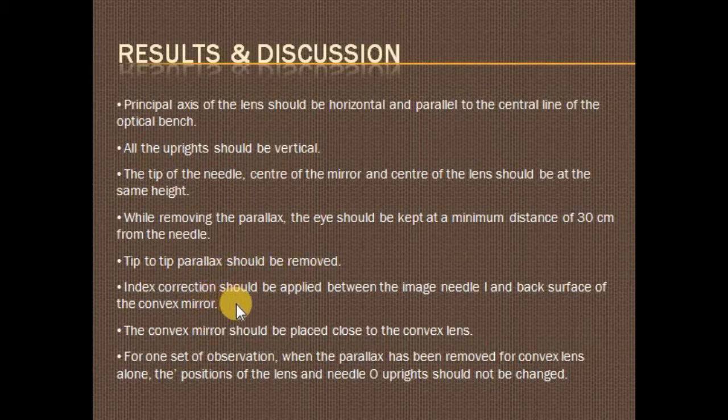Index correction should be applied between the image needle eye and the back surface of the convex mirror. The convex mirror should be placed close to the convex lens. And for one set of observations, when the parallax has been removed for the convex lens alone, the position of the lens and the needle O uprights should not be changed. So these are some precautions you should maintain when you do the experiment.